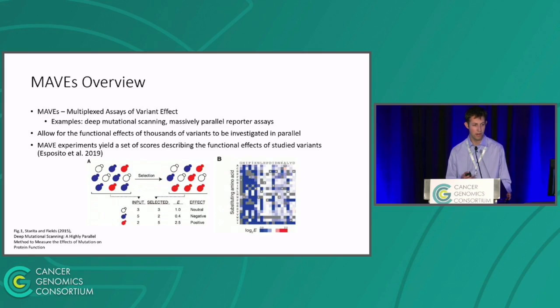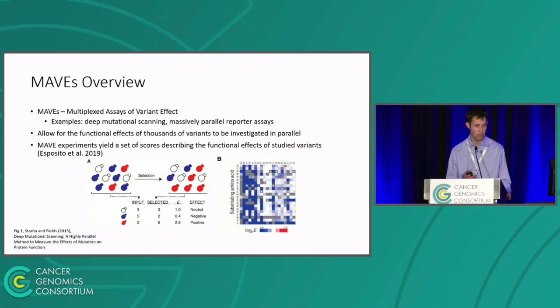So to provide some background, MAVEs stand for multiplex assays of variant effect. They are a technique that allows the effects of thousands of variants to be investigated in parallel. Common examples of MAVEs include deep mutational scanning to measure protein variation and massively parallel reporter assays to measure regulatory variants. These experiments basically yield a set of scores that describe the functional effects of studied variants.